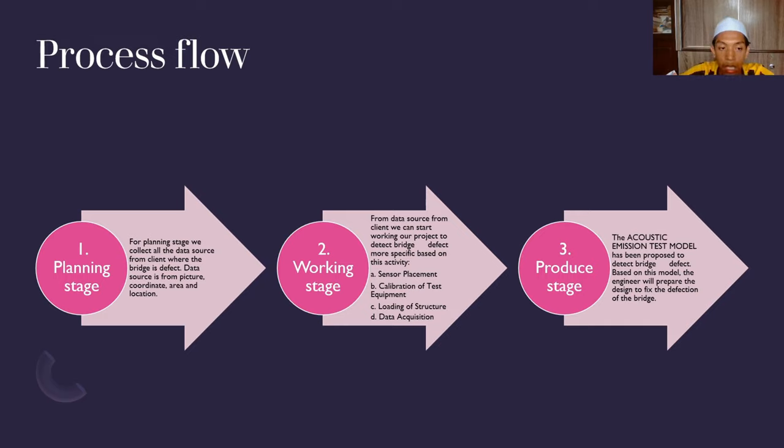First, for the planning stage, we collect all the data sources from the client where the bridge is defective. Data sources are pictures, coordinates, area and location. Second, the working stage. From the data source from the client, we can start our project to detect bridge defects more specifically based on the activities: sensor placement, calibration of test equipment, loading a structure, data acquisition. Then we go to the produce stage. The produce stage is where the acoustic emission test model has been proposed to detect bridge defects. Based on this model, the engineer will prepare the design to fix the defects of the bridge.